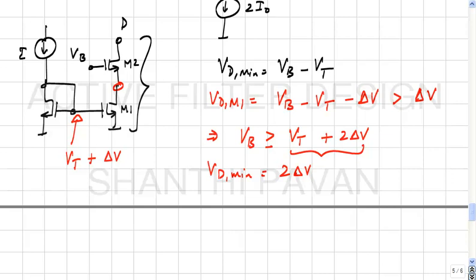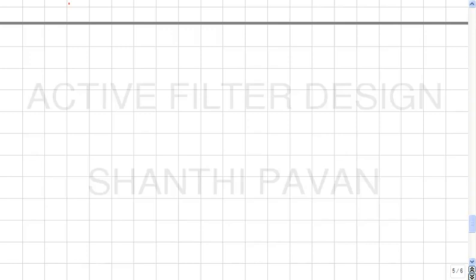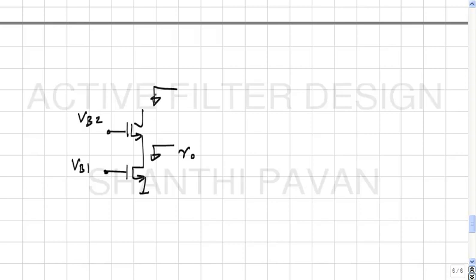Now let's see what we get in return. What are we expecting? What is output impedance here? RO. So what are we expecting now? If we operate both the transistors in saturation, what are we expecting? We are expecting this output impedance here to be much higher than RO. Yes?